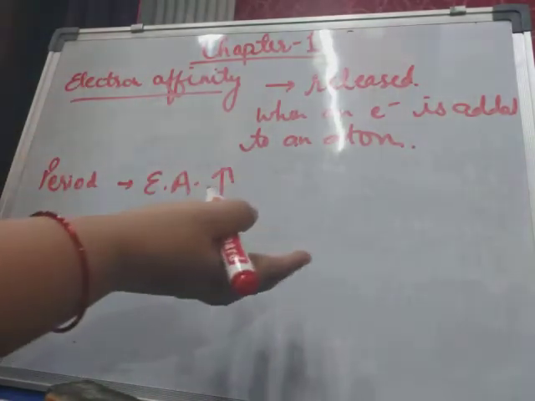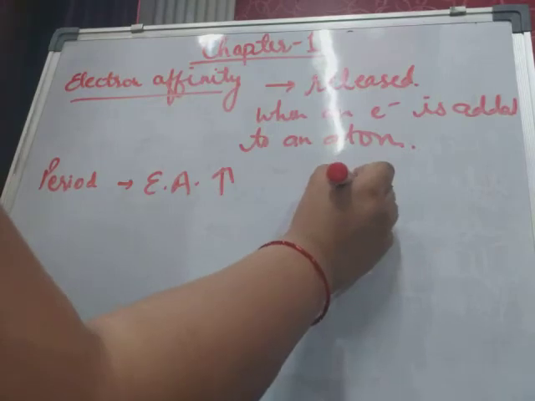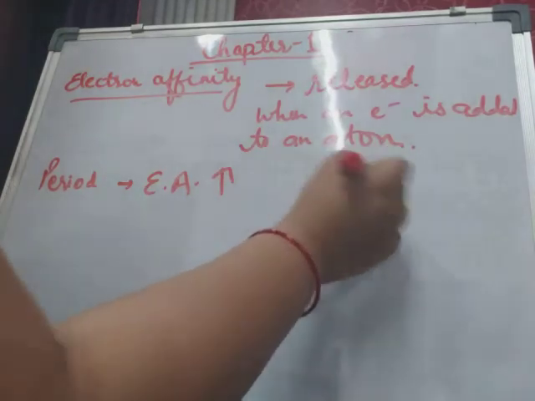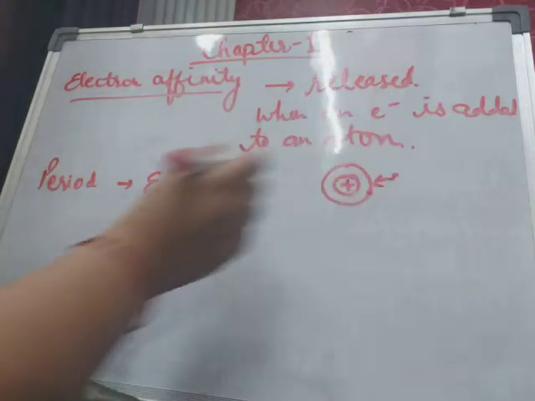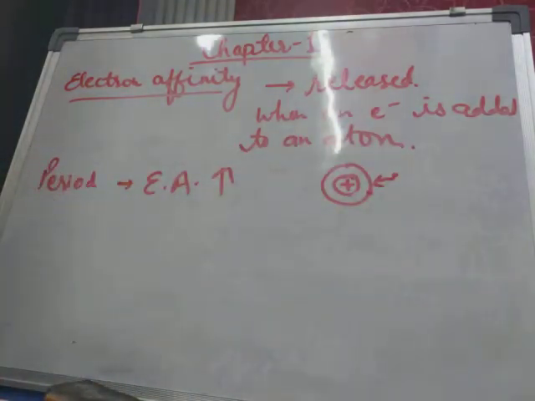Because atomic size is decreasing and effective nuclear charge increases when we move from left to right, it will readily attract the incoming electron towards itself, and the more readily it attracts the electron, the more will be the amount of energy released.